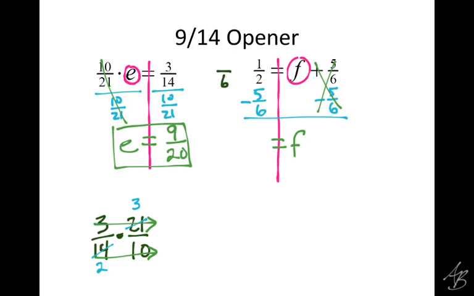So we've had problems like this before. We only really need to change one of them because the other one already has a 6 in the denominator. So what do I do to change that 2 into a 6? Multiply by 3. And what do we get on top then? 3. So instead of 1/2 minus 5/6, now we have 3/6 minus 5/6, which would be negative 2/6.